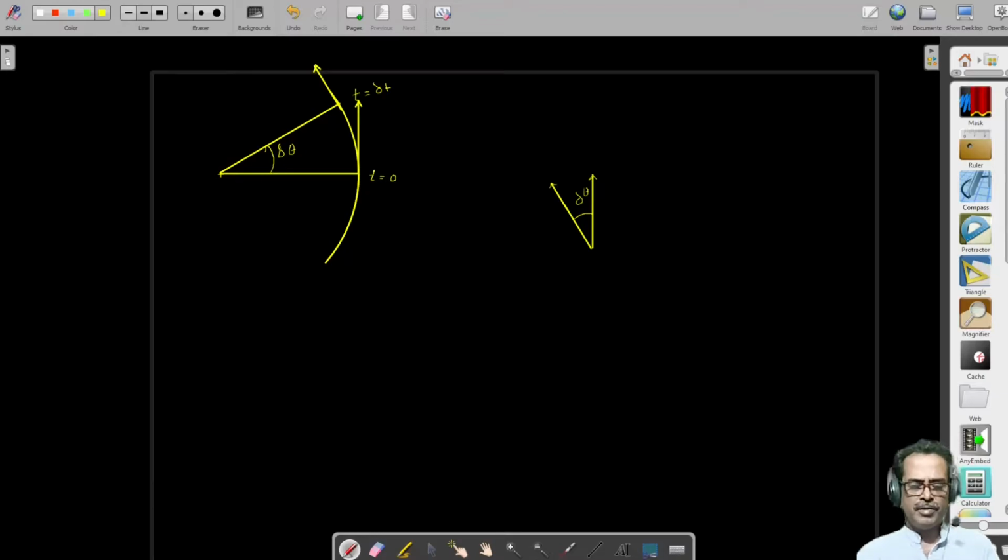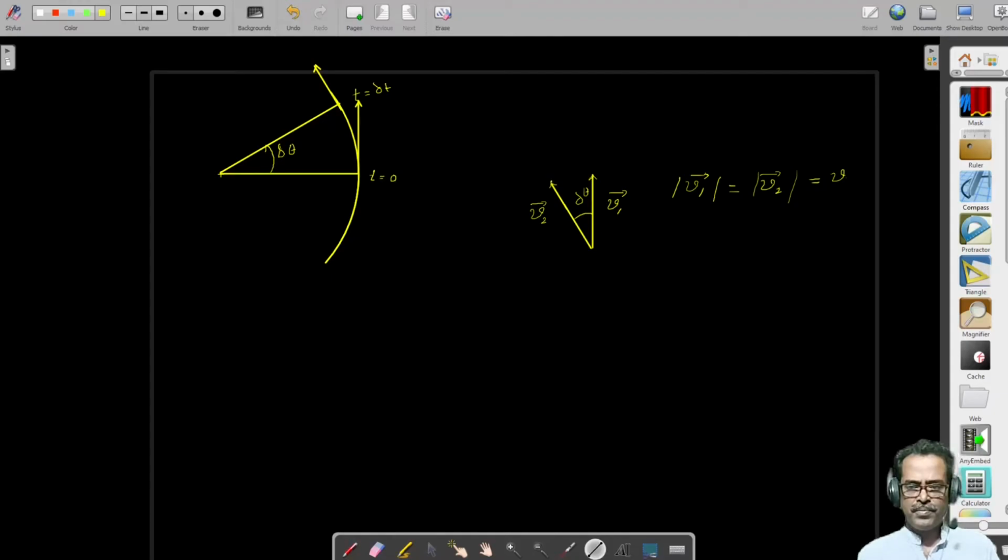Okay, del theta. Now, this is the change of velocity: this is the v1 vector and this is the v2 vector, that is, velocity vectors v1 and v2. Now, the magnitude of v1 is equal to the magnitude of v2, and this is equal to v, say. So we can say that this triangle is an isosceles triangle.